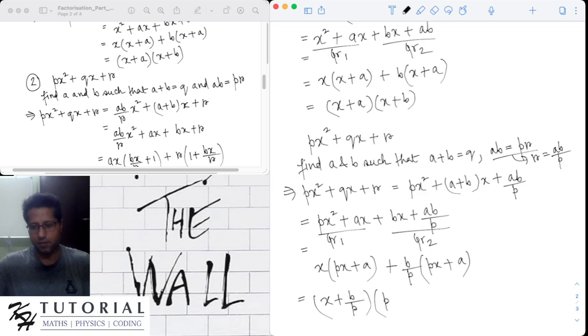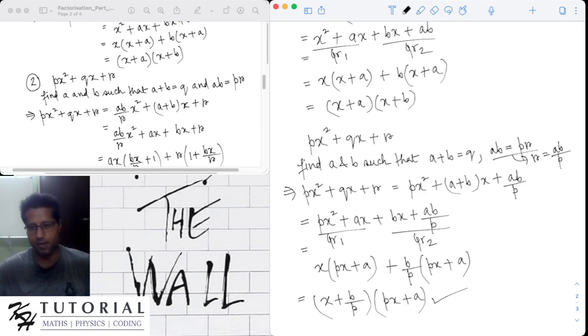Now, you will not memorize this. Based on the constants p, q, and r in the given polynomial, you have to find a and b. The main task is to find a and b such that a plus b will be equal to q and a into b will be equal to pr. That is the main task. You need not remember this formula.